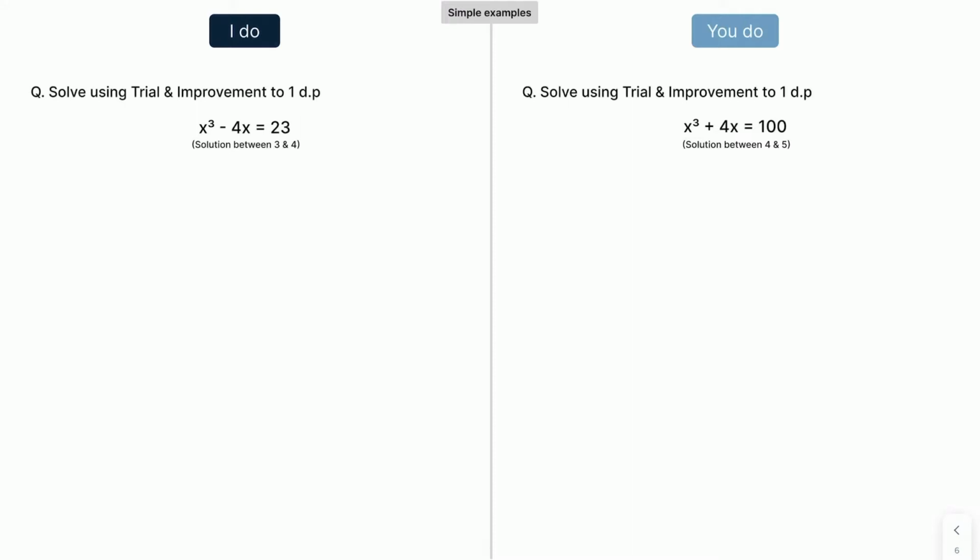So the way my videos work, I'm going to do the example on the left, which is "I do". You're then going to press pause and have a go at the example on the right. So grab yourself a pen, grab yourself some piece of paper and work with me.